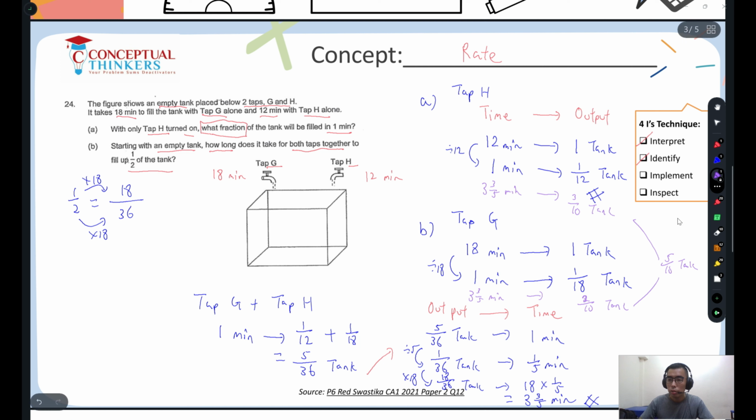Okay, so we have already implemented the steps and also inspected the solution. This is the way that I inspect and ensure that you are using the correct values, don't make any transfer errors and don't make any calculation mistakes.